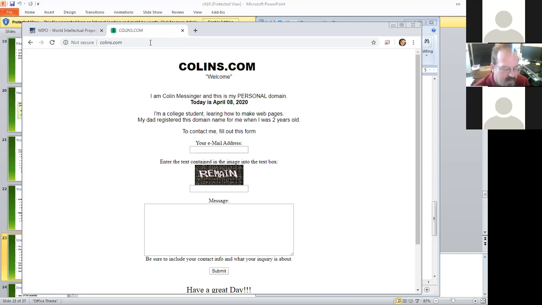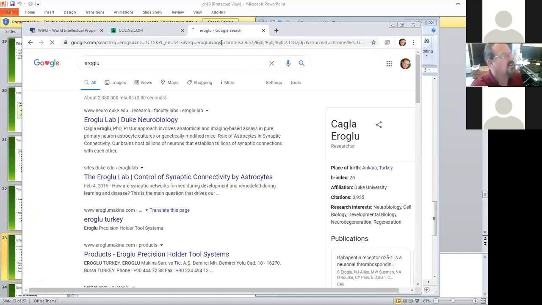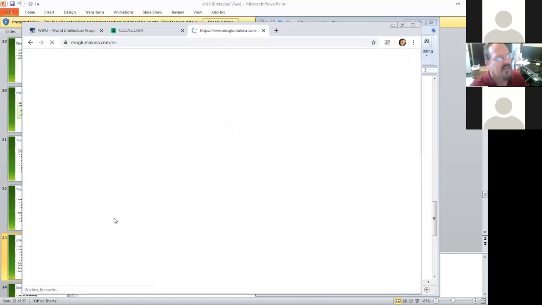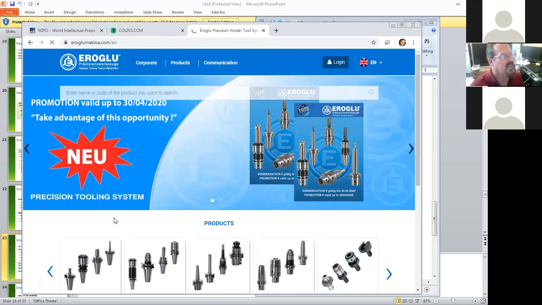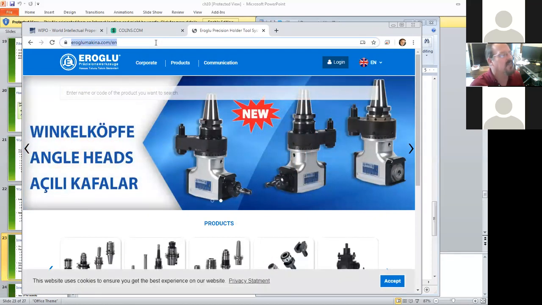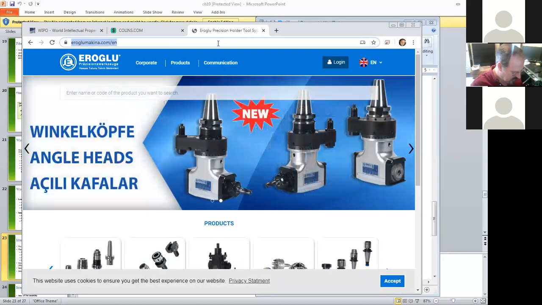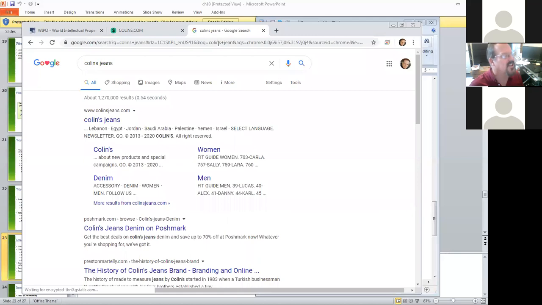But then they started getting really aggressive. And so I looked up Collins.com. Well, the Collins company in Turkey is kind of like the Levi's of Turkey. The name of the company is called Aeroglue. At the time, they were worth billions of dollars. Like I said, they make everything in Turkey. They make jeans, they make shoes, they make industrial equipment, as you can see. They make whatever you want to buy. And one of their popular brand names is the Collins jeans.